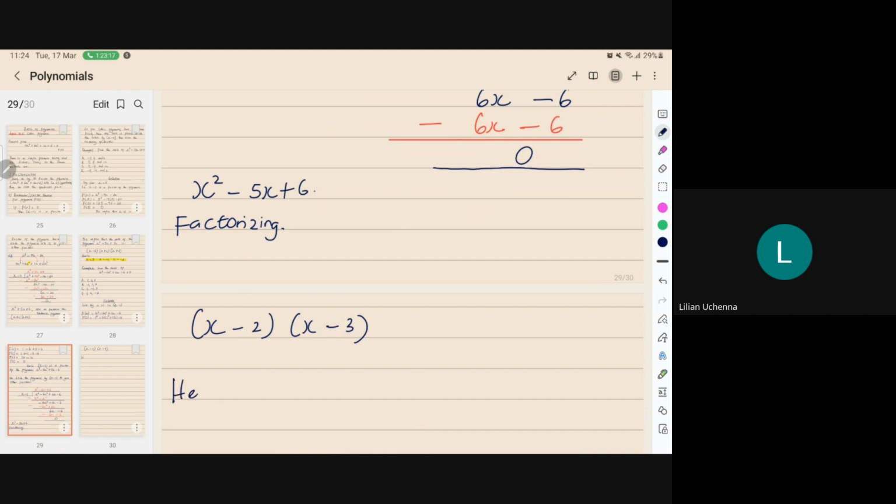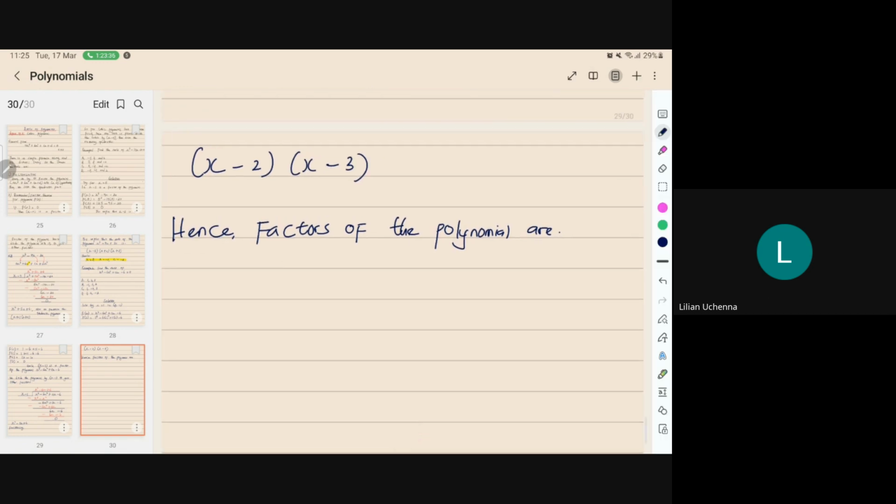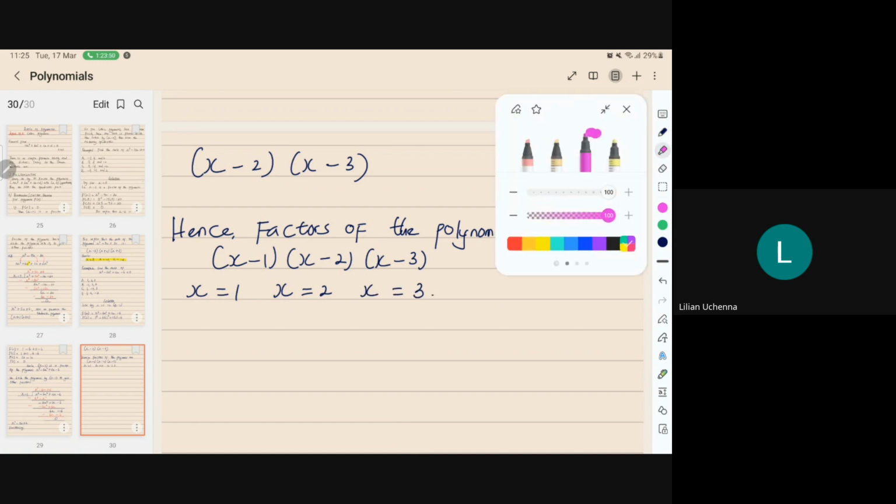So hence, the factors of the polynomial are, the first one is x minus 1, right? We're going to have x minus 1, x minus 2, and then x minus 3. So that x equals 1, x equals 2, and x equals 3. So that's the factor of the polynomial.